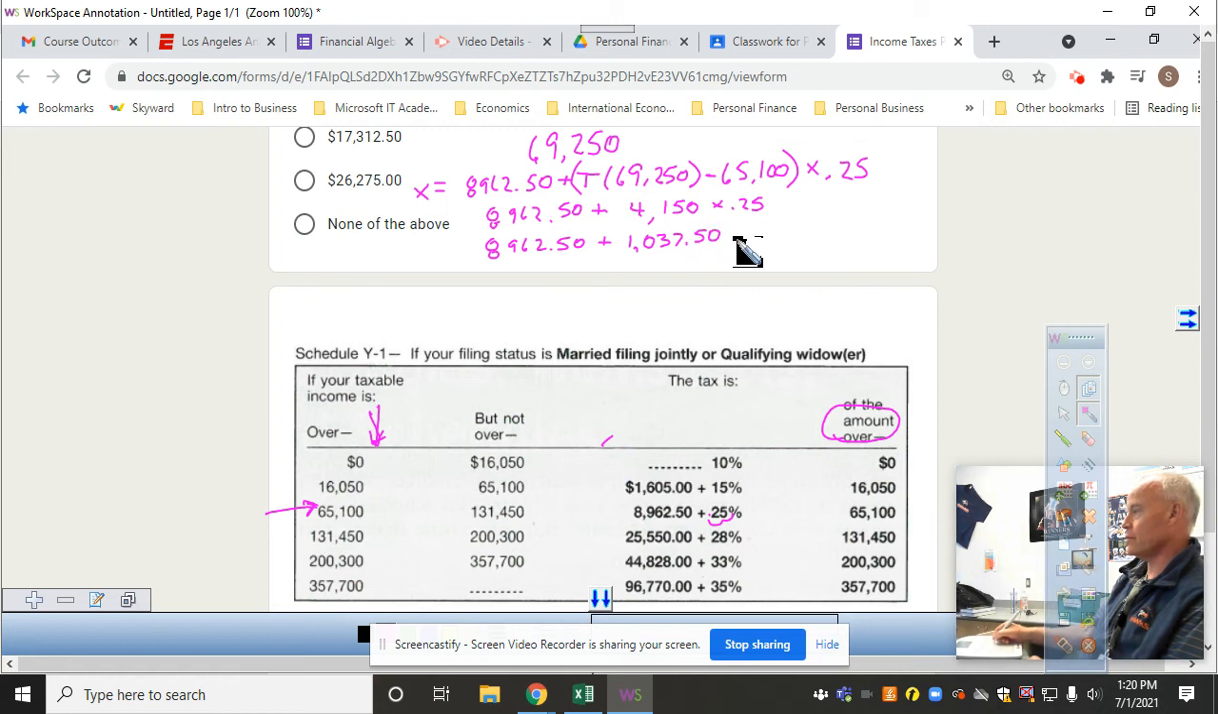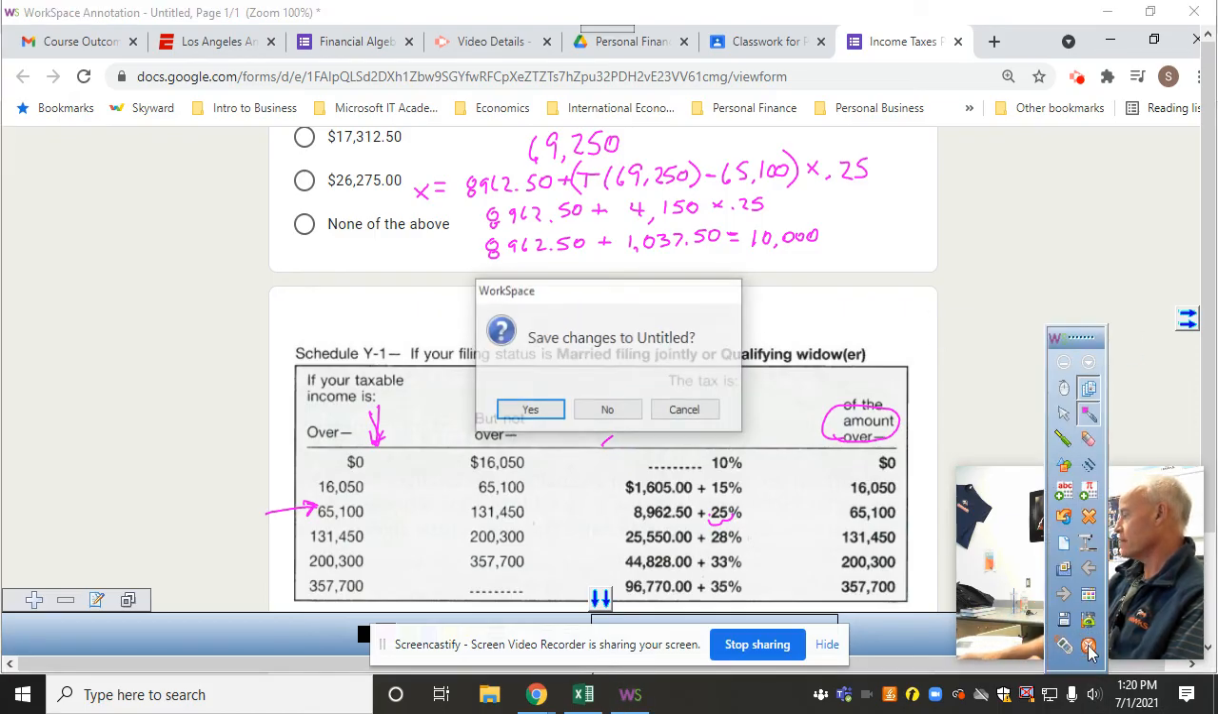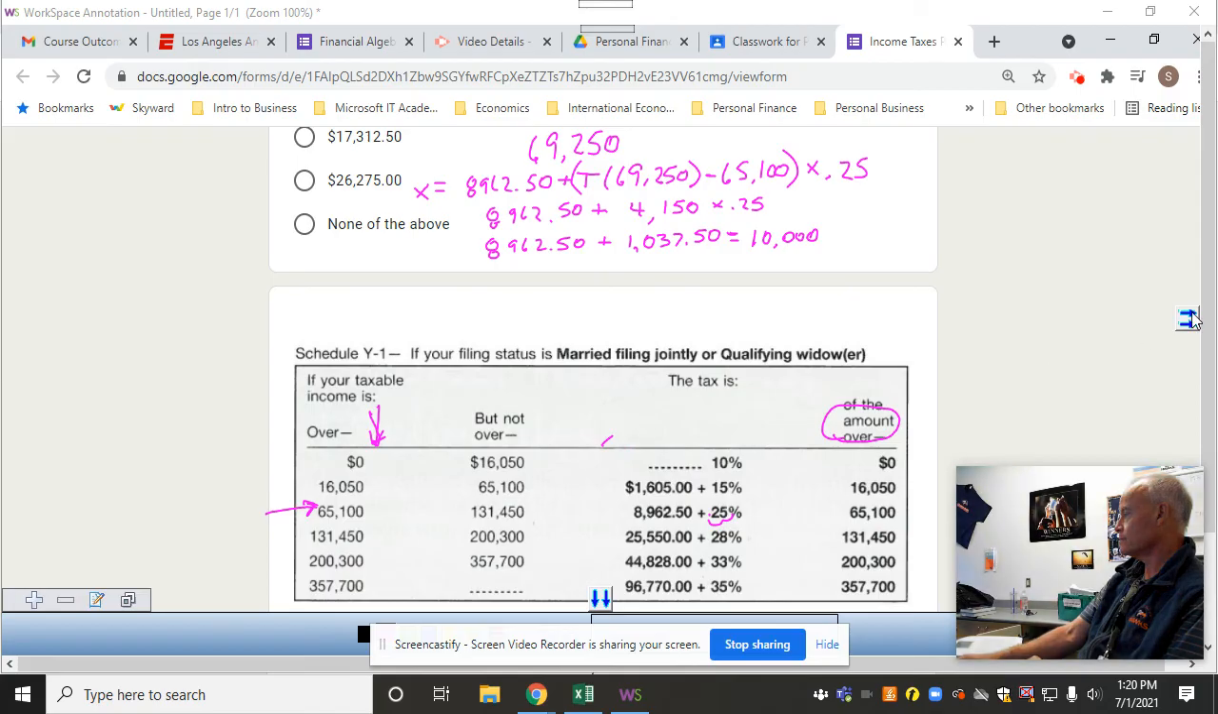Thank you. I do. And if we add up those two numbers, our tax on 69,250 using this somewhat dated tax schedule is going to be $10,000. Well, that was kind of cool. All right. Awesome. So there you go. And I'm not going to save that.